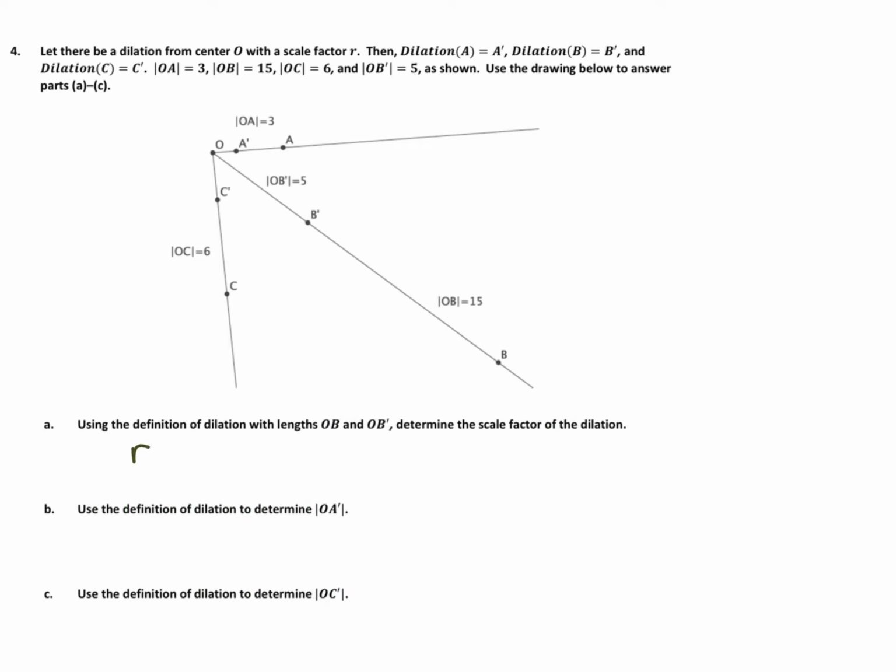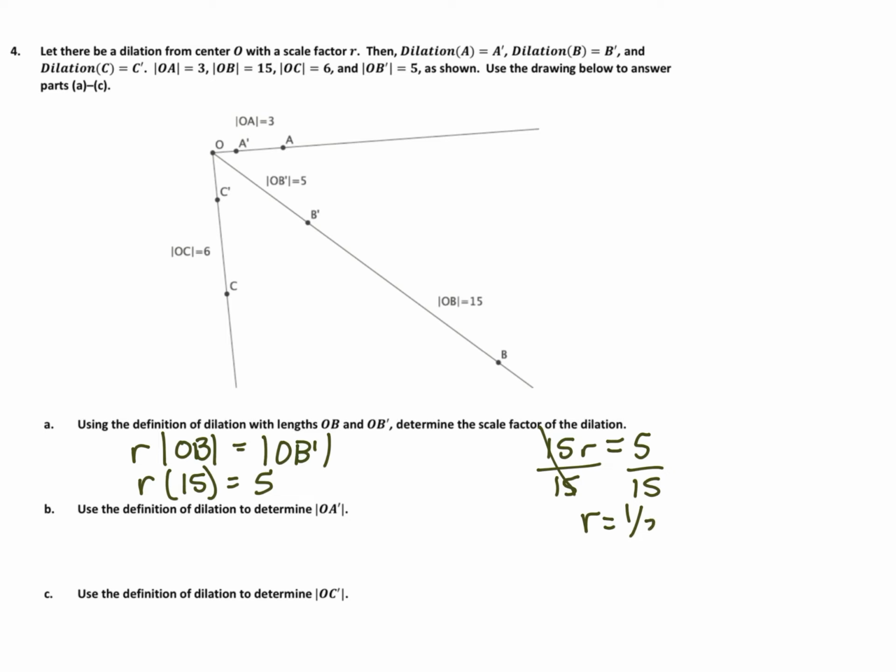We know that if we take the scale factor and multiply it by the original, it gives us the new length. In this case, we don't know R, but we do know that OB is 15 and OB prime is 5. We can set this up like an equation and solve it for R. Divide both sides by 15, and the 15s divide out, and 5/15 is reduced to 1/3. So our scale factor is 1/3.